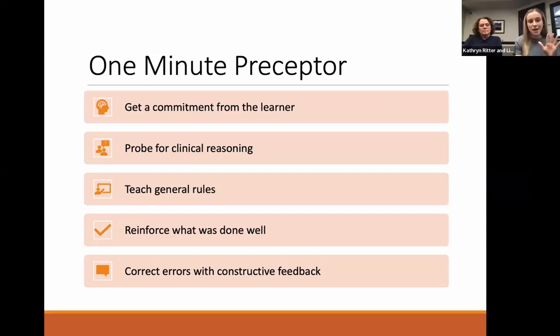So these 5 steps don't take very long if you go through them deliberately, but it's a good way to help incorporate formative assessments and feedback into a busy clinical practice. And that's why it's called the 1-minute preceptor: it shouldn't be something that takes you 20 minutes to do. It should be short, concise, and really focused on just a couple teaching points for your learner after this patient presentation.